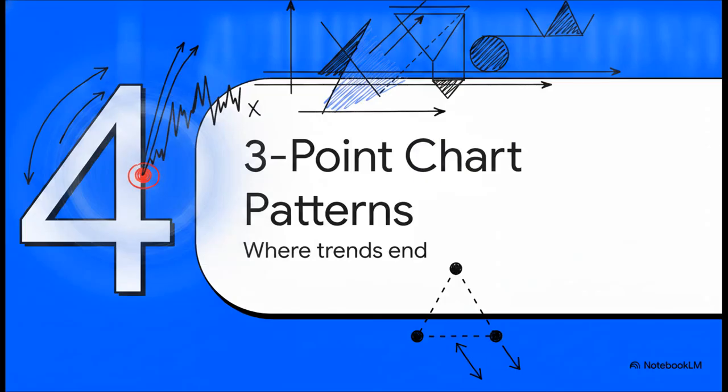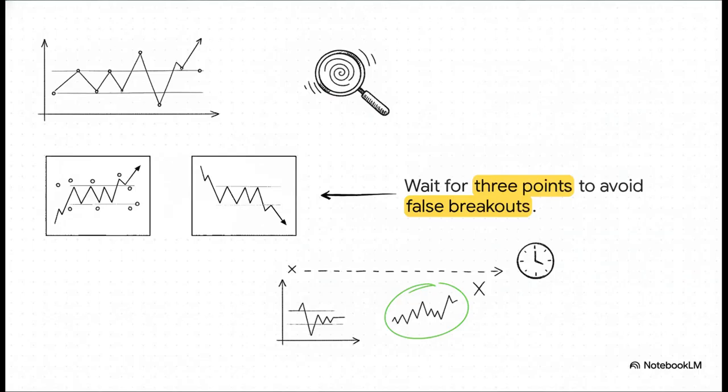Which brings us to Section 4, Spotting Three-Point Chart Patterns. This is all about identifying exactly where trends finally come to an end. Because look, knowing the momentum is great, but knowing when a massive trend is finally exhausted is where traders actually survive and thrive. Here we see classic rectangular chart patterns.